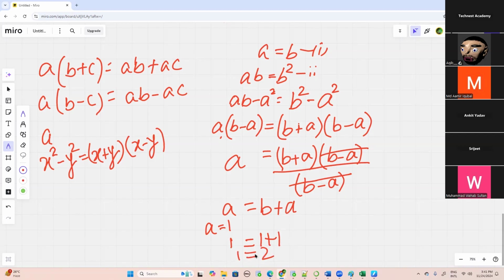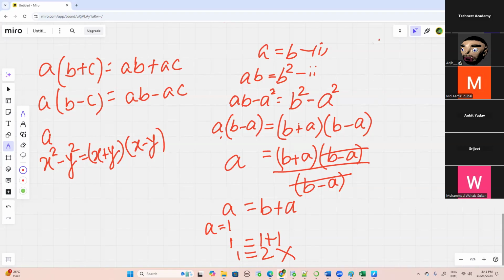Do you think this is true? 1 equals 2? I think it will be satisfied for the case where either A or B is equal to 0. Let me complete my question first. I'm asking, do you think 1 equals 2? No.